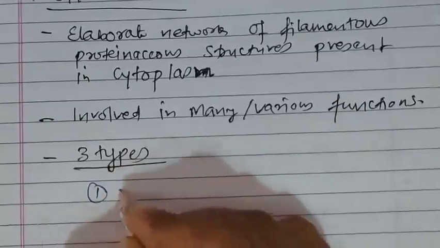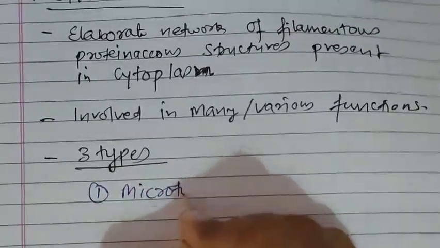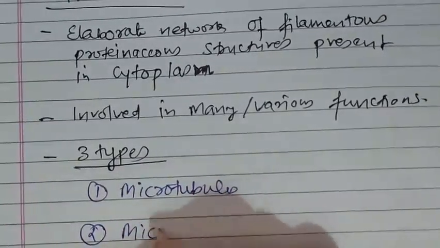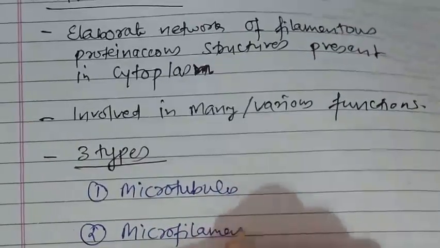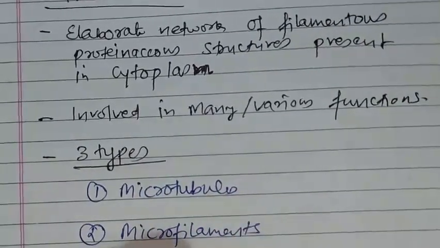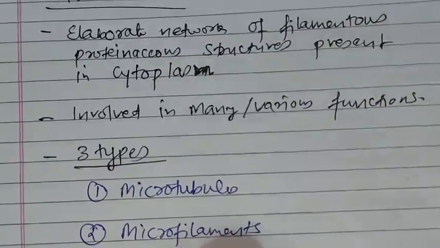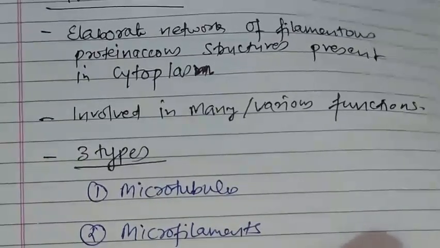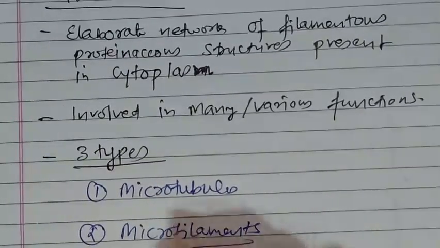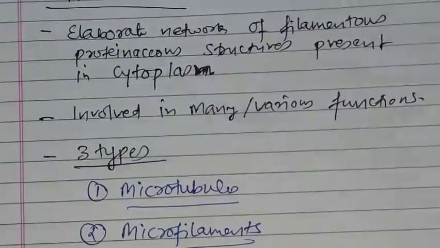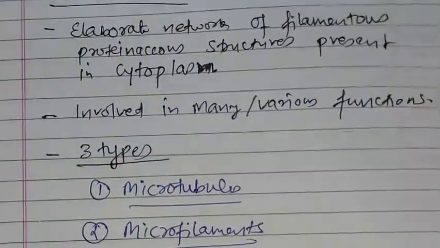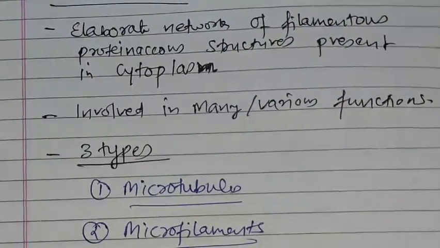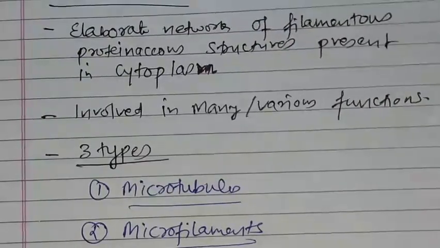Number one is microtubules. Number two, microfilaments. Number three, intermediate filaments. Microtubules, microfilament and intermediate filament. Now first we talk about microtubules.